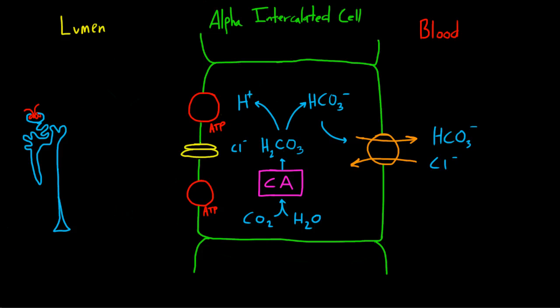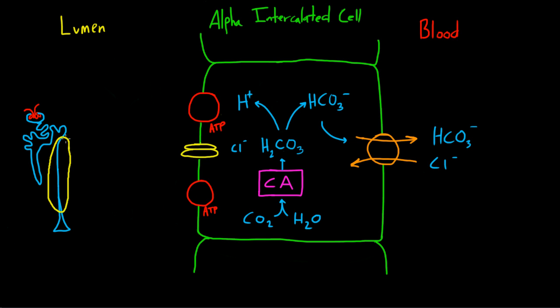Okay, so the second major job the kidney has in maintaining acid-base balance is hydrogen ion secretion. So in the last video, we talked about bicarbonate reabsorption. Now we're talking about acid excretion. Here's how it does it. So right now, we're right here in the collecting duct.